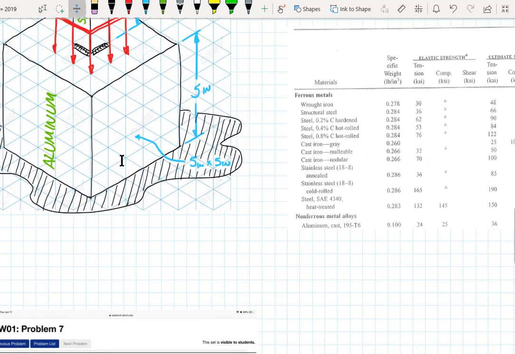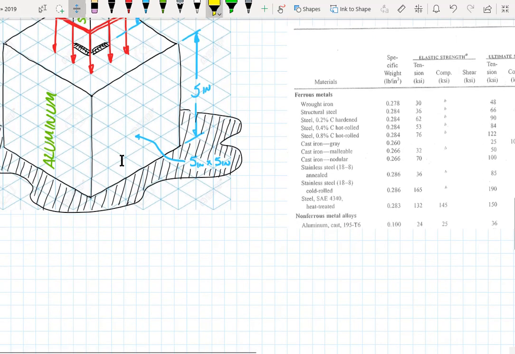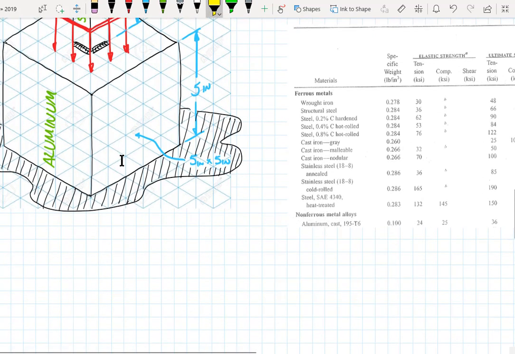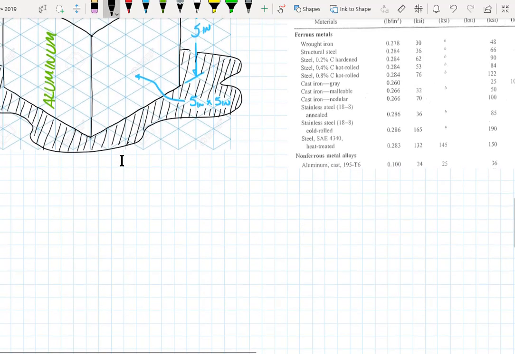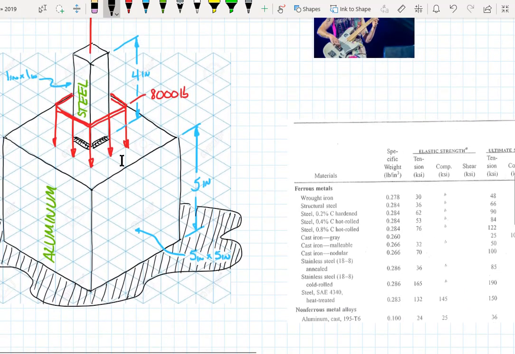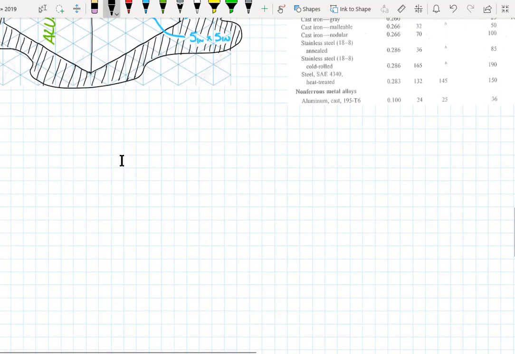Got to get some room, though. And there's a little section of our material properties. All right, so let's draw a real quick side view. It's a 5 inch tall aluminum block and a 4 inch tall steel block. So just do it this way, 1, 2, 3, 4 for the steel. And they're actually like this.